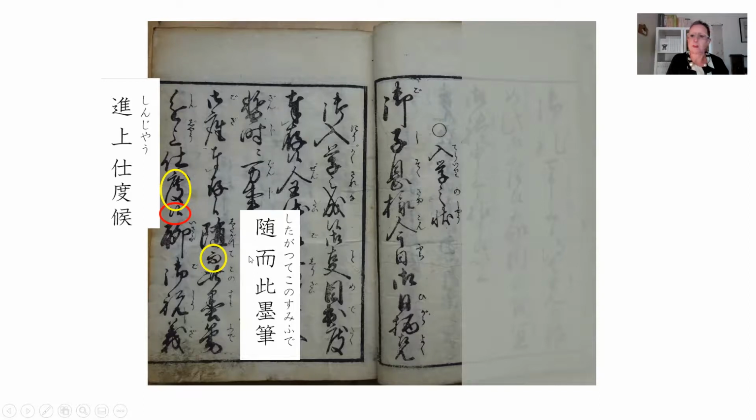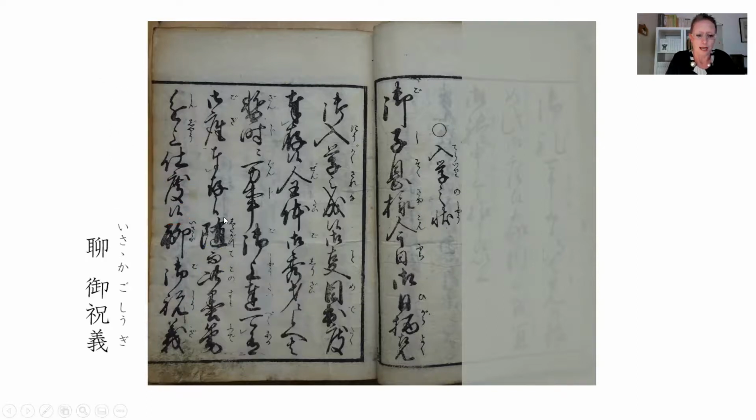Meaning-wise, it's saying, because of that, therefore, I am sending as a gift this ink and brush, very appropriate to start going to a school in Edo period Japan. Then we go on, and we're almost there.